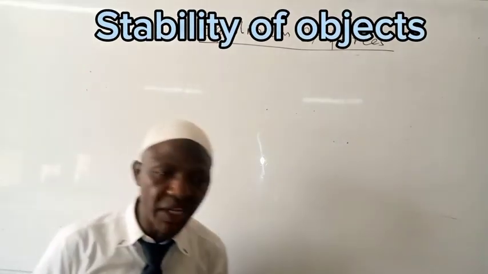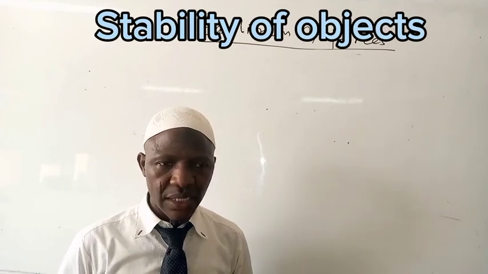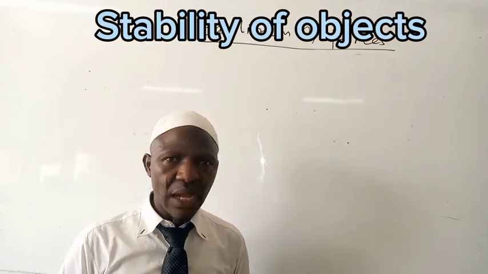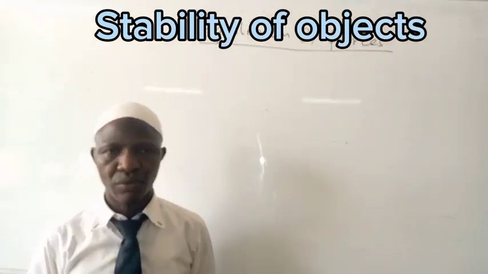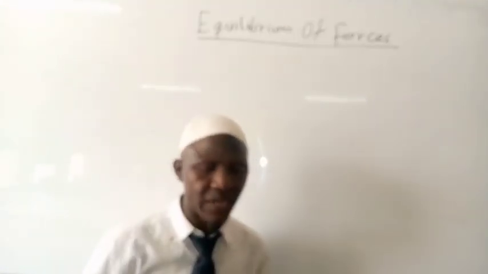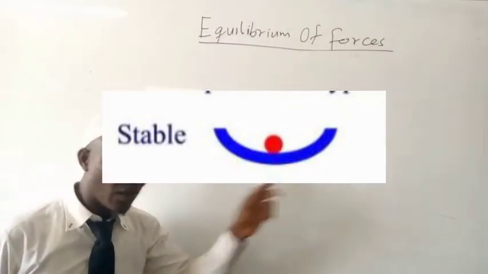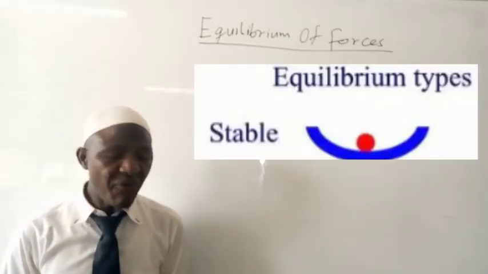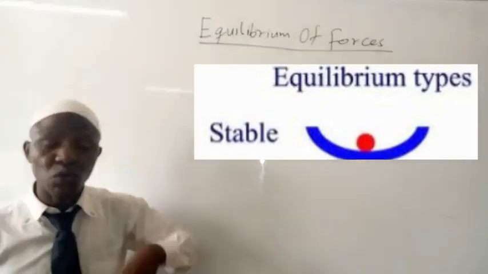Then let's go to stability of a body. Under what condition can we say a body is stable, or the body is not stable, that is, unstable? And then there is neutral equilibrium. Therefore, a body can be stable, unstable or neutral. You can say the body is stable if, after receiving a slight displacement, the body returns back to its original position.